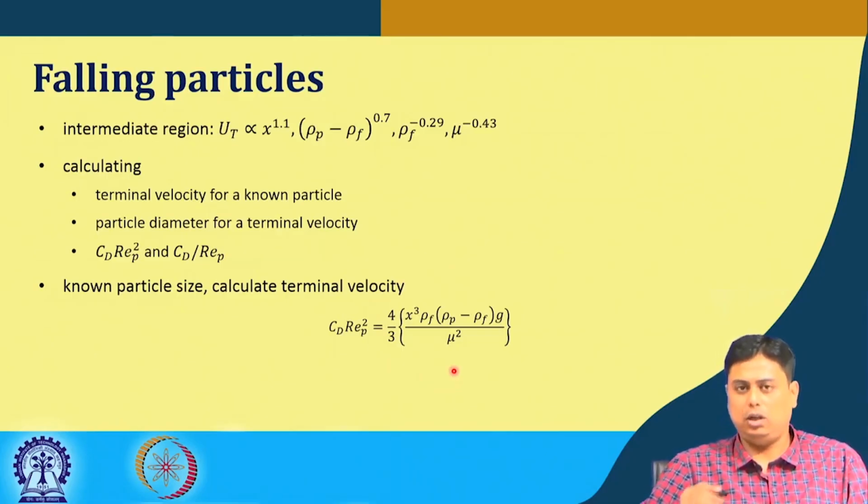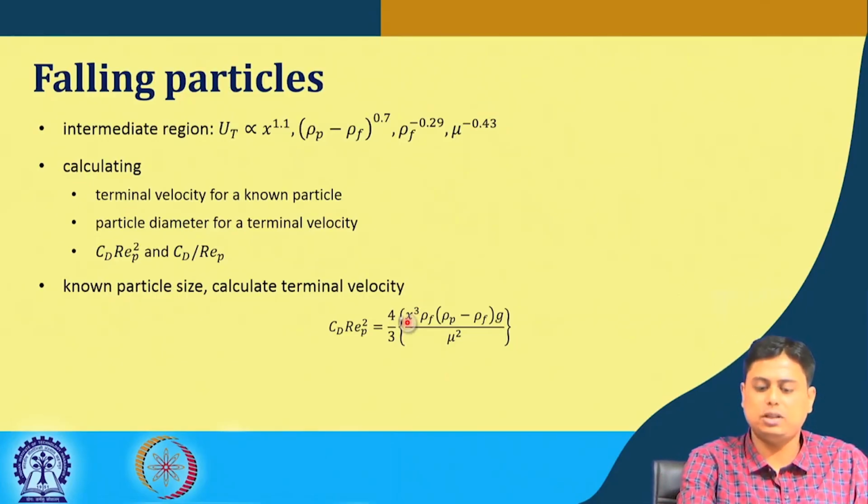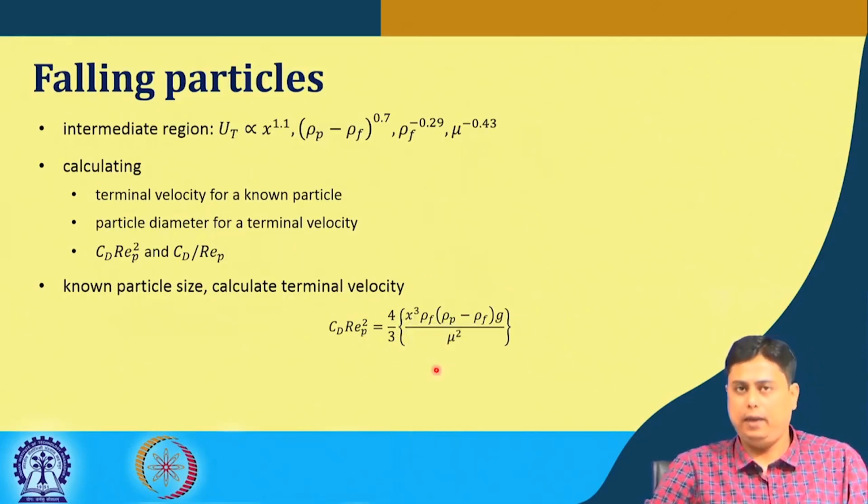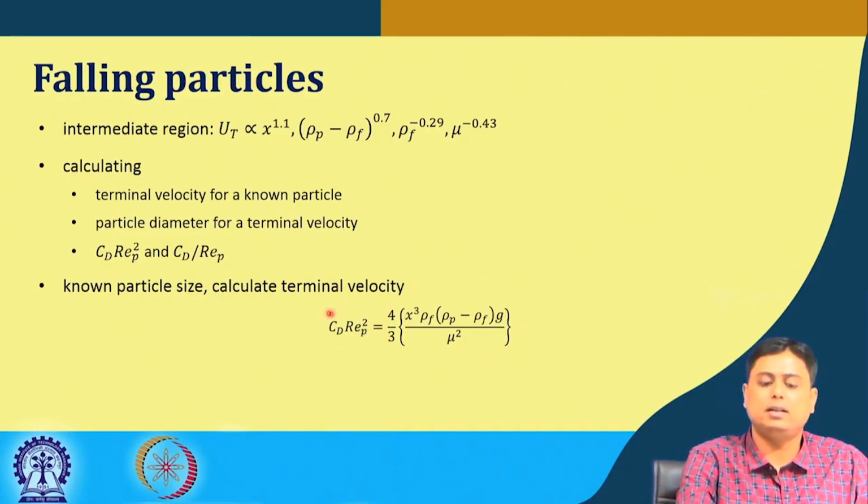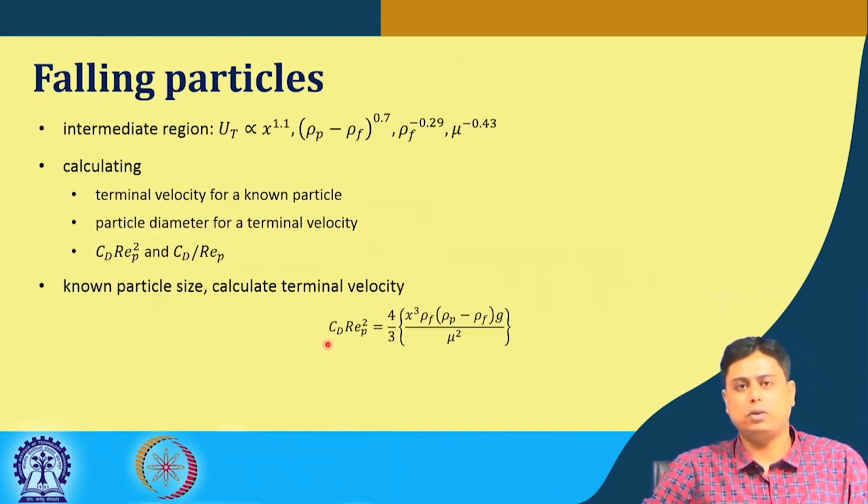Your task was to calculate the terminal velocity of a known size particle. That means, in this expression everything is there that would be given to you. X is known, the fluid and the physical properties are typically given. So, you can easily find out this CD multiplied by REP square.